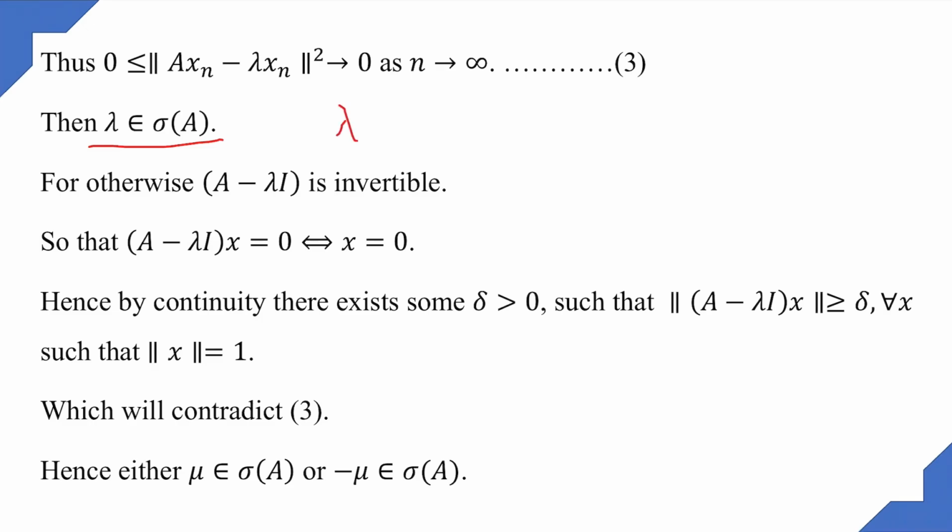But lambda is nothing but plus or minus mu. So lambda an element of the spectrum of A implies either mu is in the spectrum of A or minus mu is in the spectrum of A. This is what we have to prove.